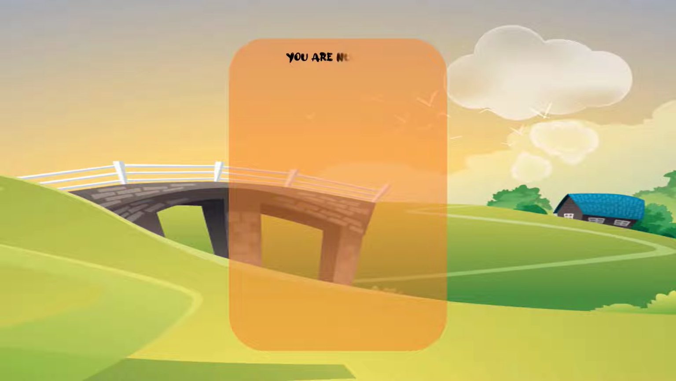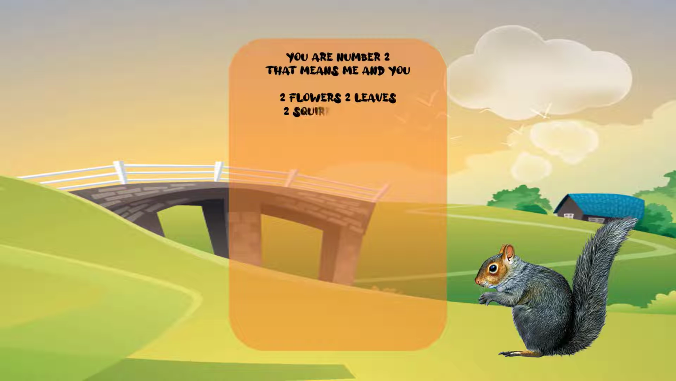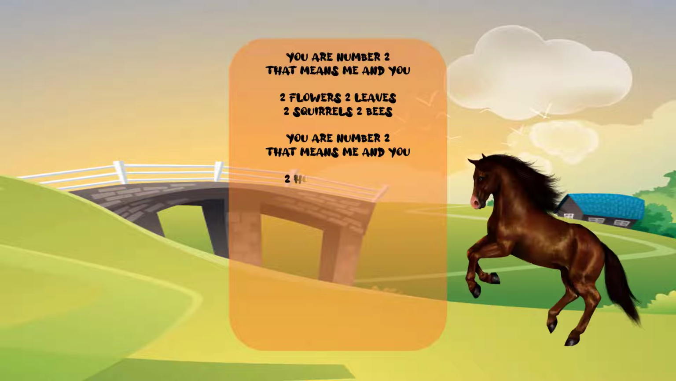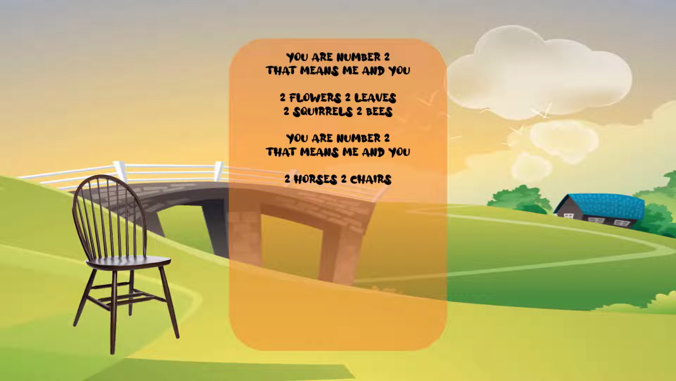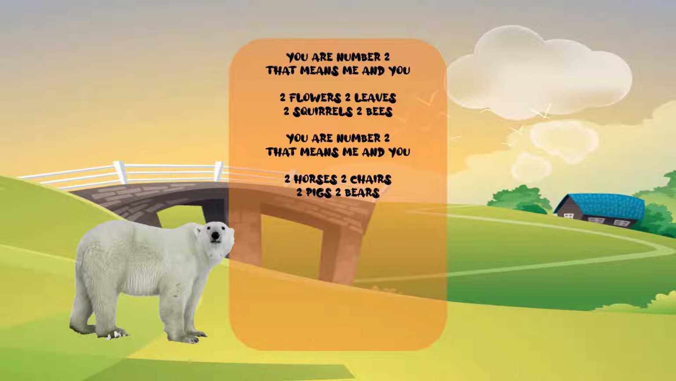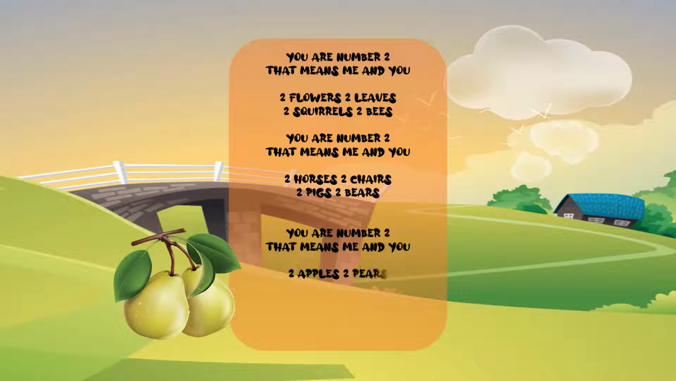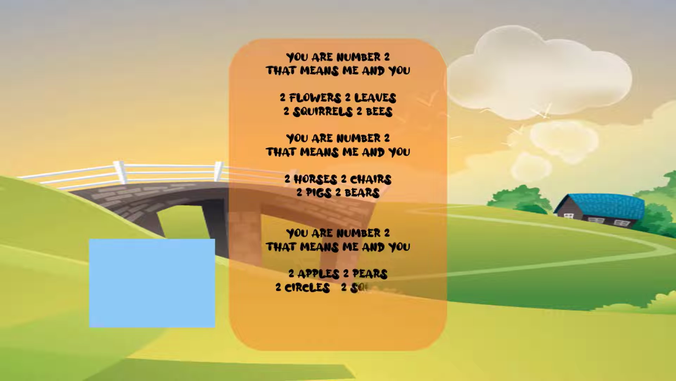You are number 2, that means me and you. 2 flowers, 2 leaves, 2 squirrels, 2 bees. You are number 2, that means me and you. 2 horses, 2 chairs, 2 pigs, 2 bears. You are number 2, that means me and you. 2 apples, 2 pears, 2 circles, 2 squares. You are number 2, that means me and you.